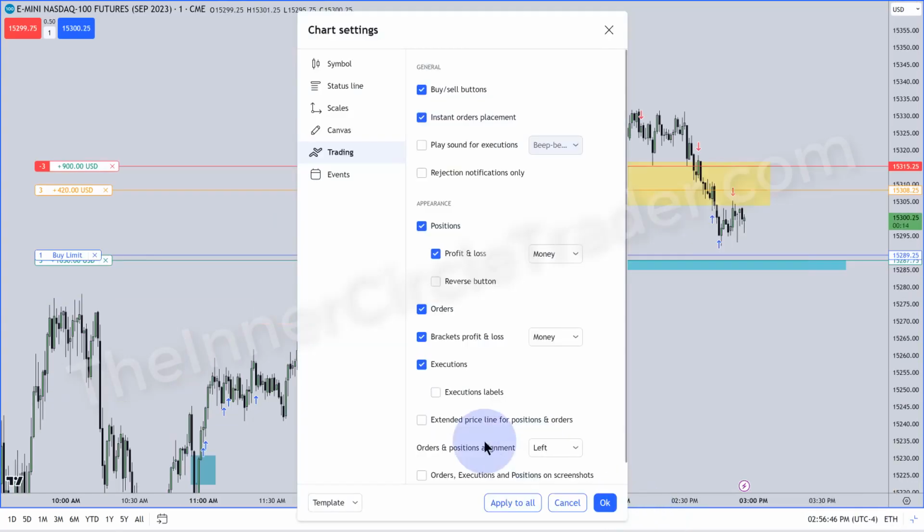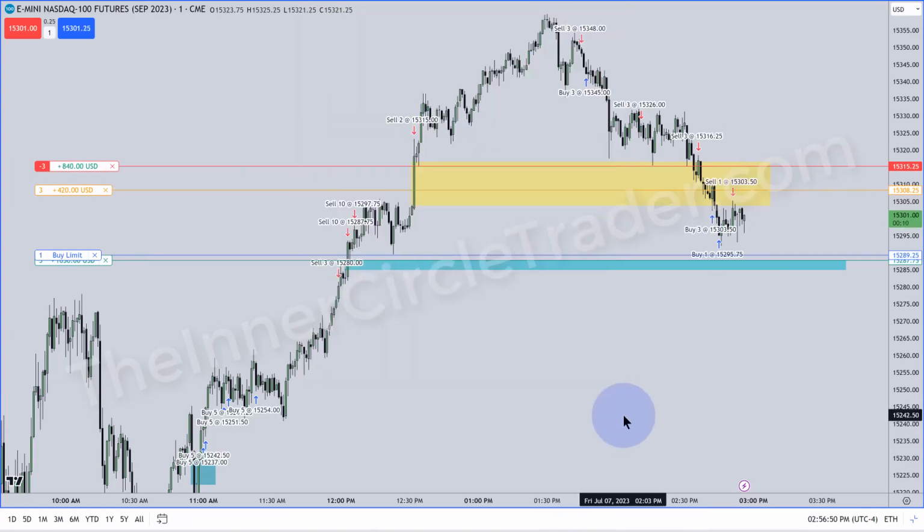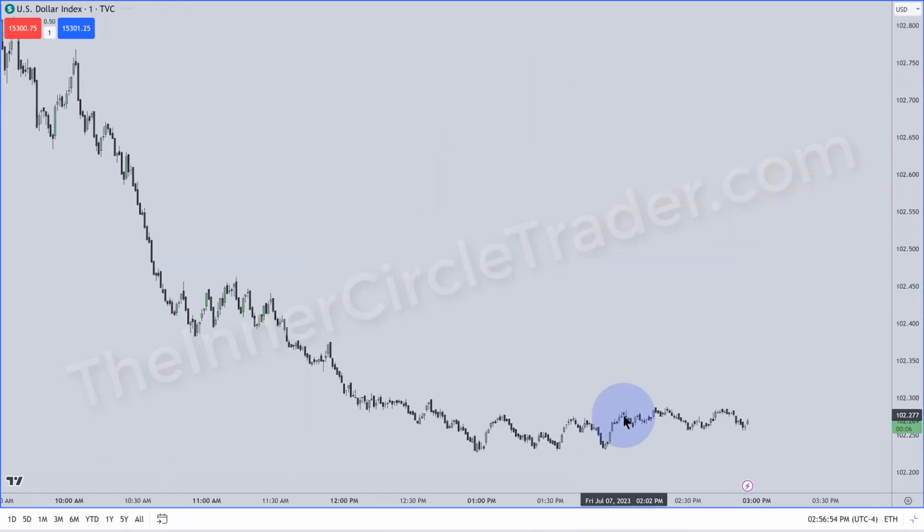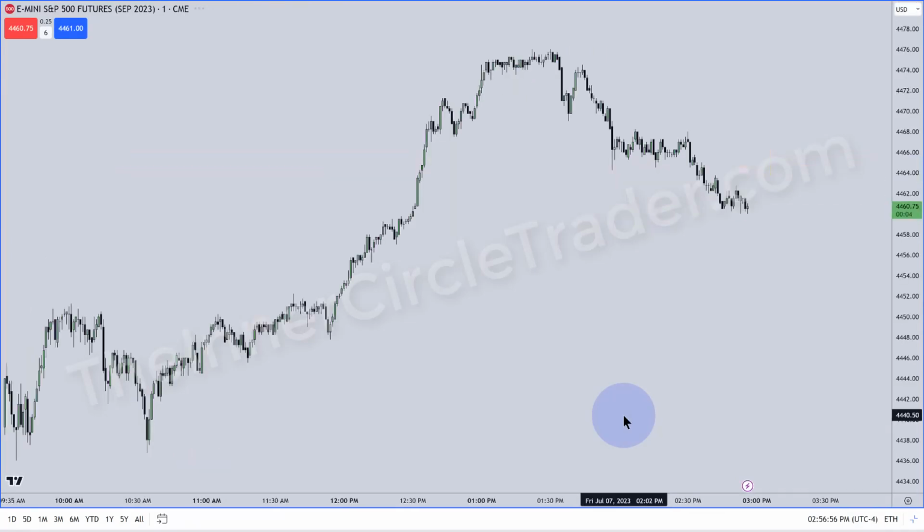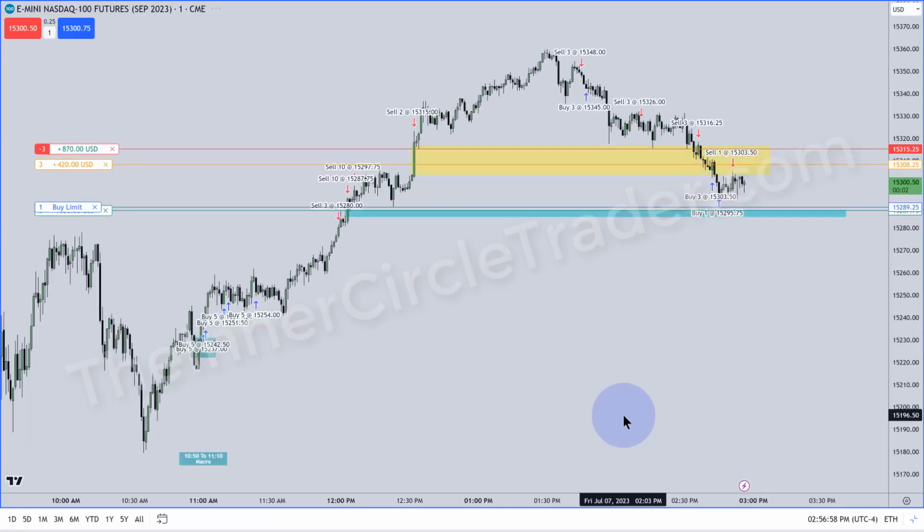Just see the executions. And I'll change the chart so you can see it's not market replay or anything like that.